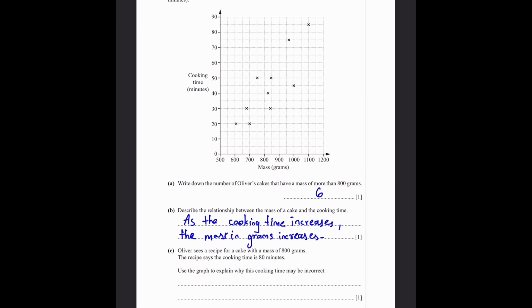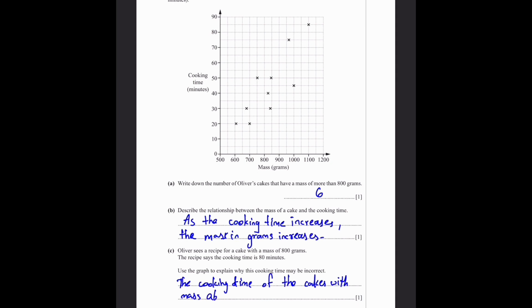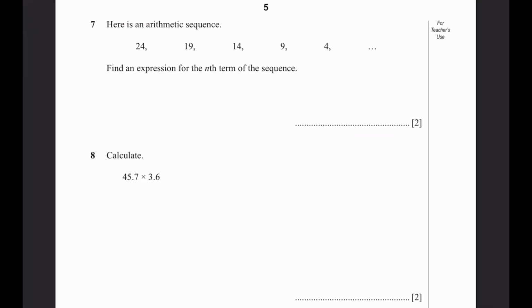So you can say that the cooking time of the cakes with mass about 800 grams are about 50 minutes, as you can see for these two. So we just write about 50 minutes. Now let's move on to question 7.